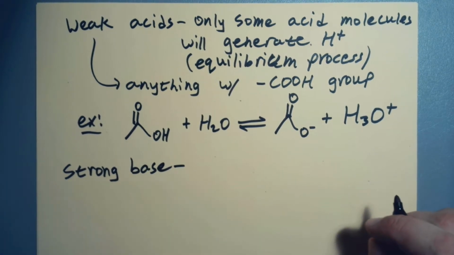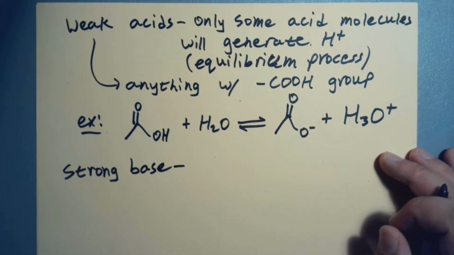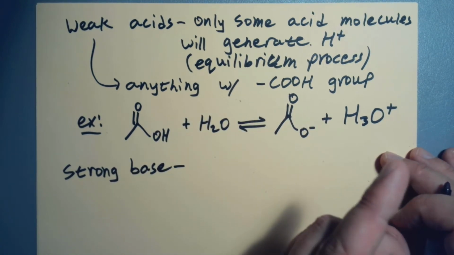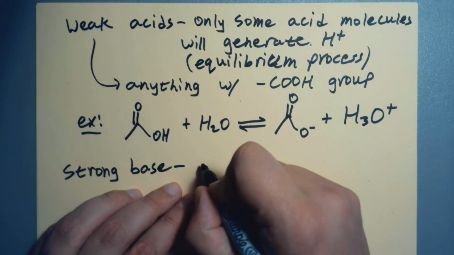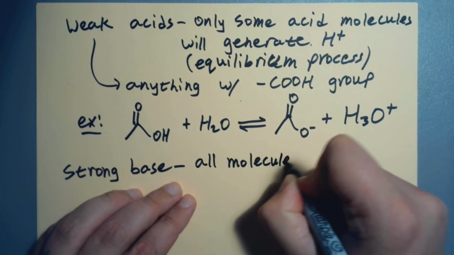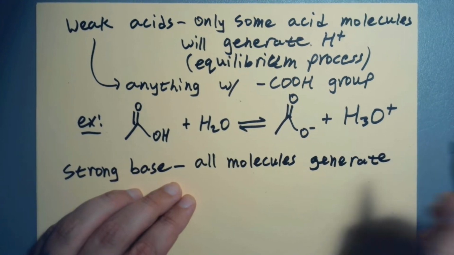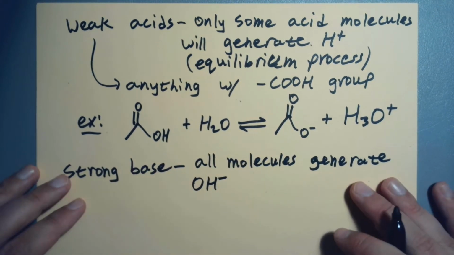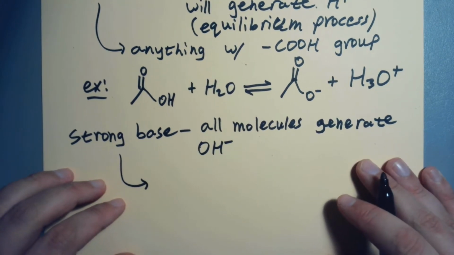Alright, so strong base. Well, if a strong acid just dumped everything to the right hand side, made as much H3O+ as possible, well, guess what a strong base is going to do? It's going to dump everything to the right hand side, and it's going to make as much OH- as possible. So all molecules are going to generate OH minus. So it's not some, it's all. It's a one-way ticket.